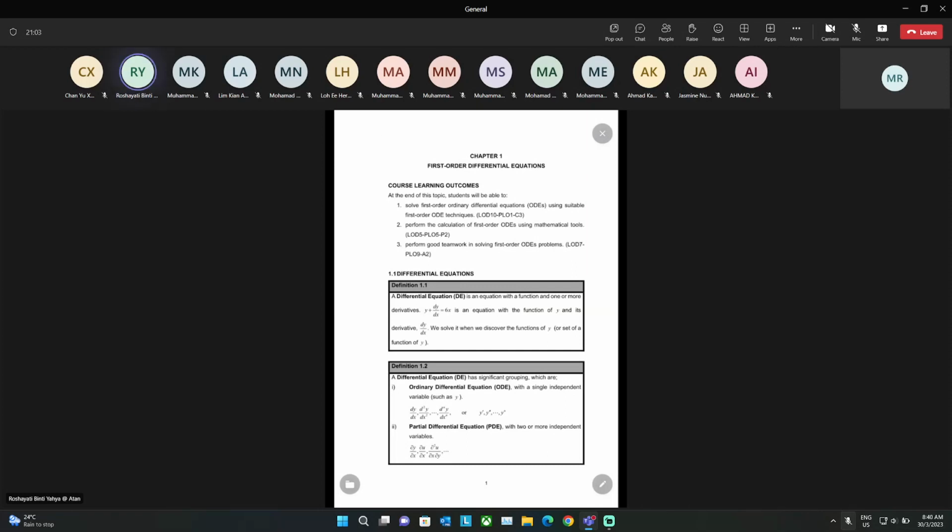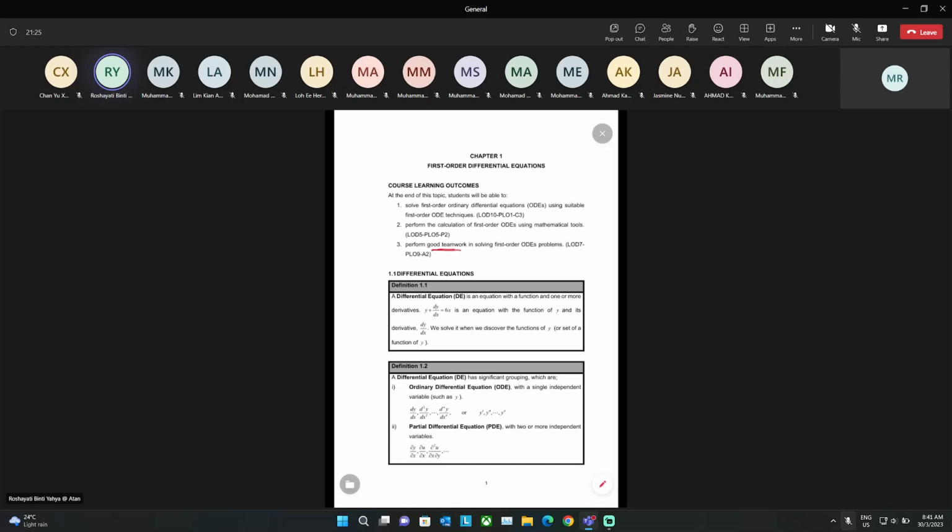Thank you. And then the second one, you should be able to perform calculation of first order ODE using maths tools. For maths tools, we have a project. And you should also be able to perform good teamwork. In this course, not only do we give you information about what ODE is and so on, but we are also trying to train you to work in a team, so perform teamwork in solving first order ODE problems.